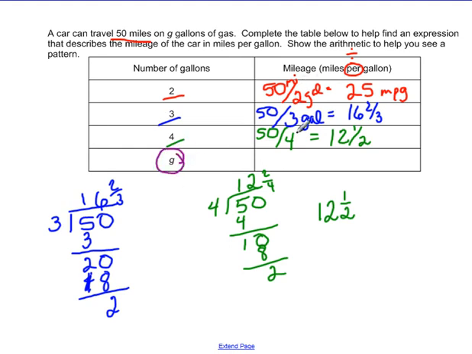So what are we going to end up with if we just generalize it for G? We're going to follow exactly the same pattern as we've been doing here. 50 miles per G gallons. And that would be our expression to find the mileage of the car in miles per gallon.